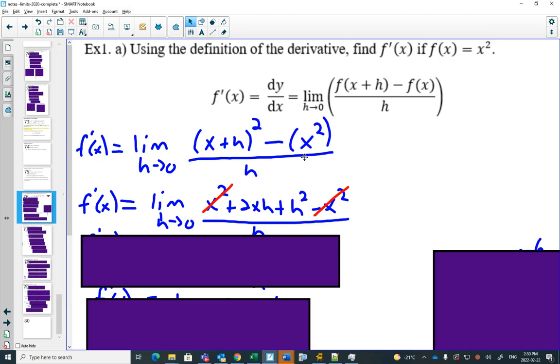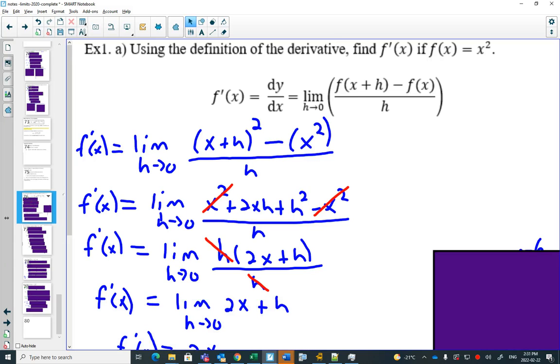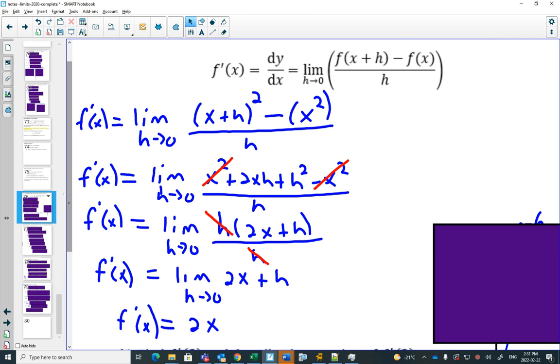Then what we're left with on top is a 2xh plus an h squared, which has an h in common. You can factor that out. And if we factor out that h, it will simplify with the h on the bottom. And now we're no longer dividing by 0, so we can apply the limit by plugging in 0 for h. And we get that the derivative is equal to 2x.